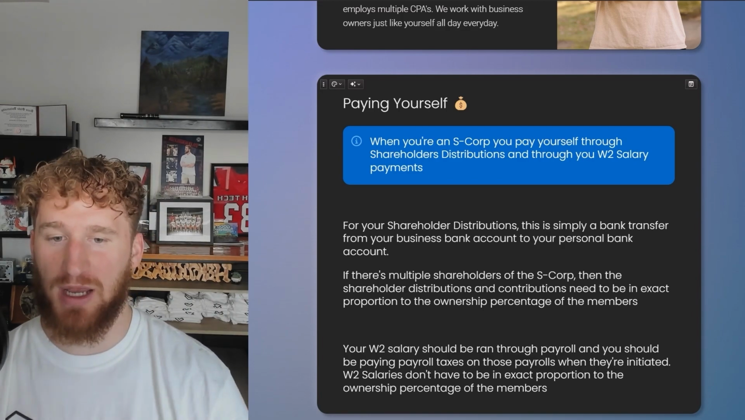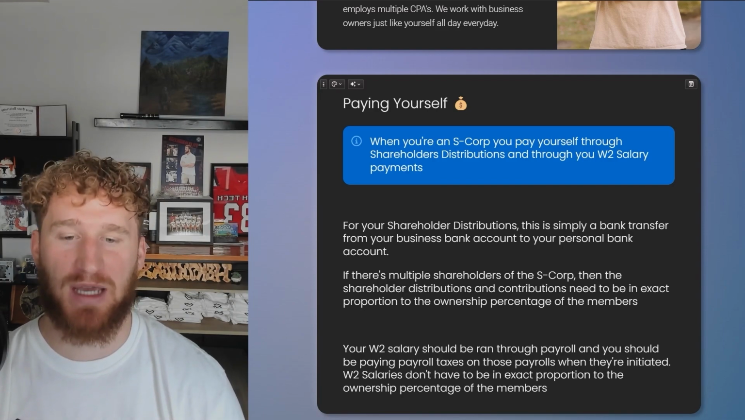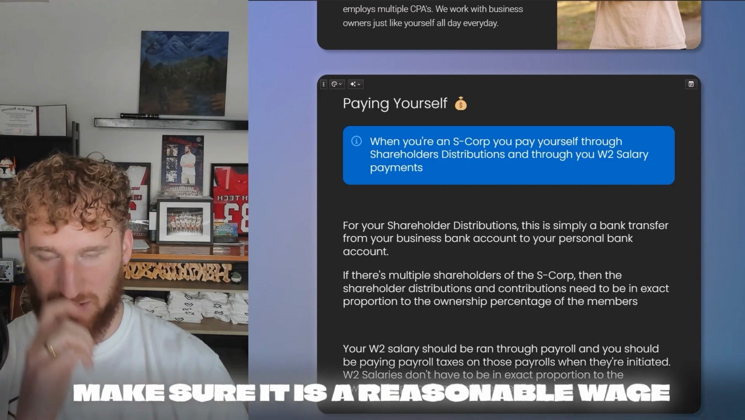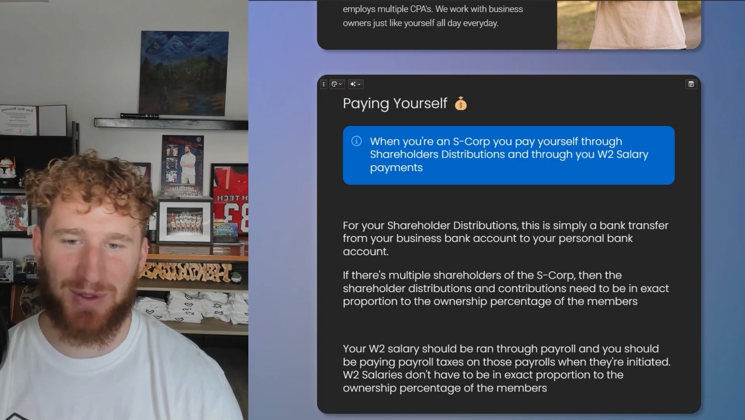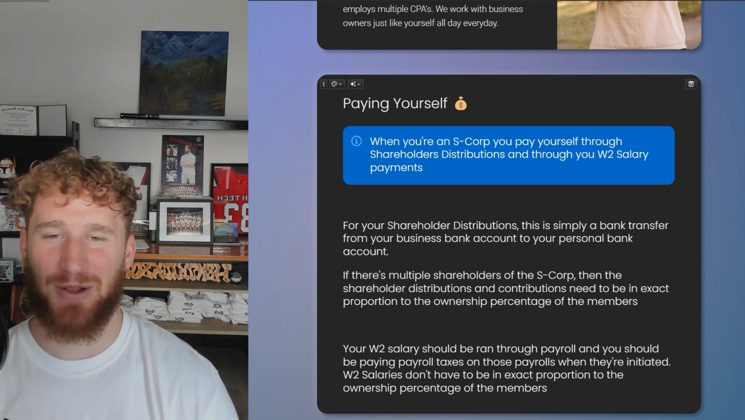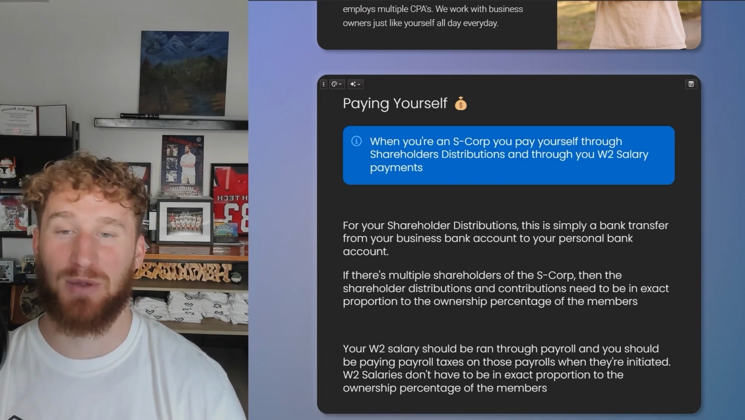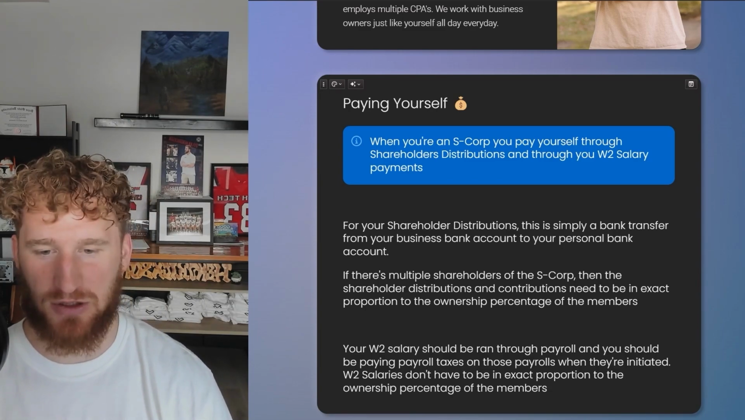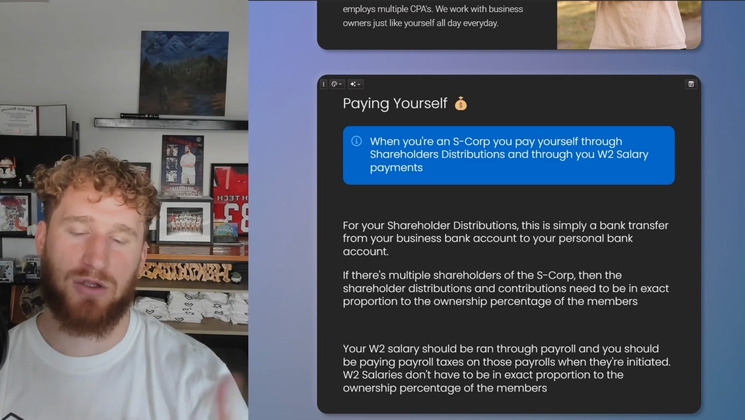Now, S-Corps are great for mitigating self-employment taxes. Make sure that the W-2 salary is a reasonable wage. If you have a business that's making millions and you're distributing hundreds of thousands of dollars and try to do a $30,000 or $40,000 W-2 salary, that's not going to look great. So make sure that the W-2 salary is reasonable. Your accountant can also help you with that part.